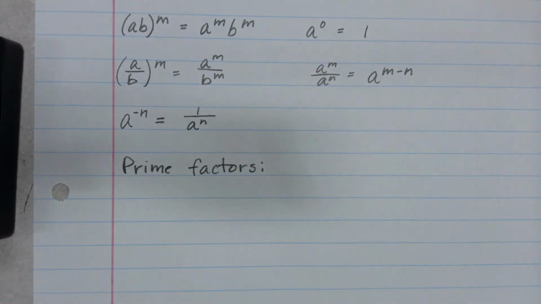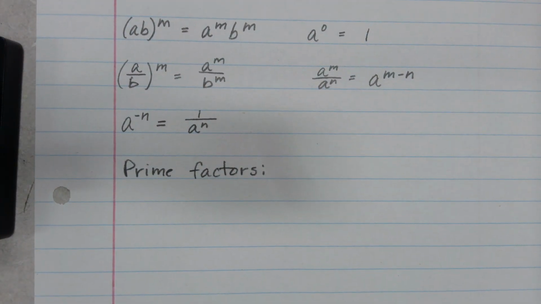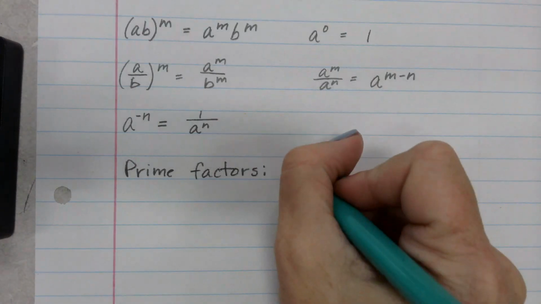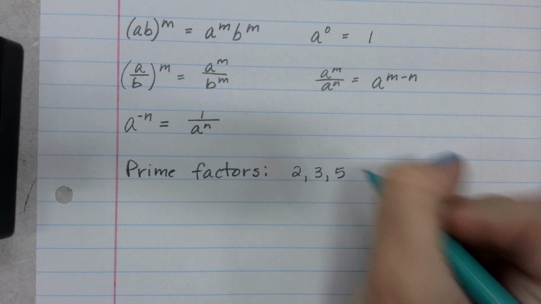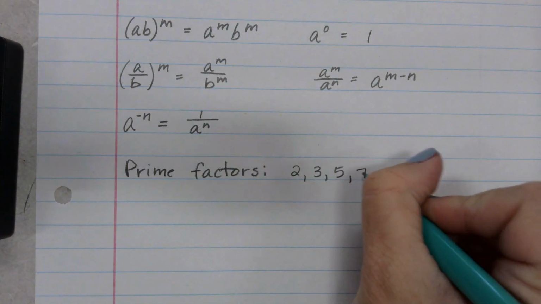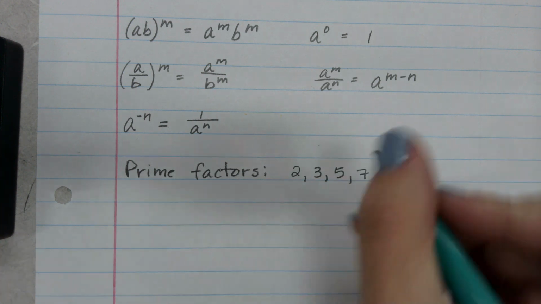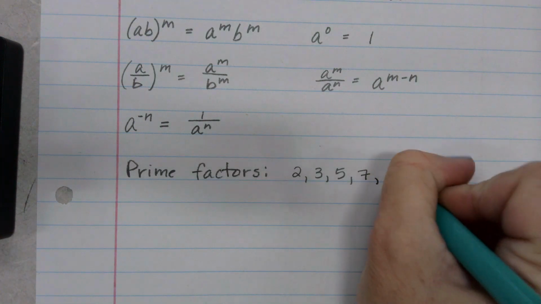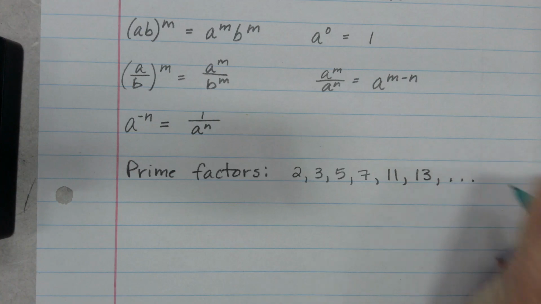So remember, prime is any number that only has itself and 1 as a factor. So our first primes are 2, 3, 5, 7. It's not all odd numbers. 9 is not a prime number because it can be rewritten as 3 times 3. 11 is a prime number, 13 is a prime number, and you can keep on going with the pattern from there.